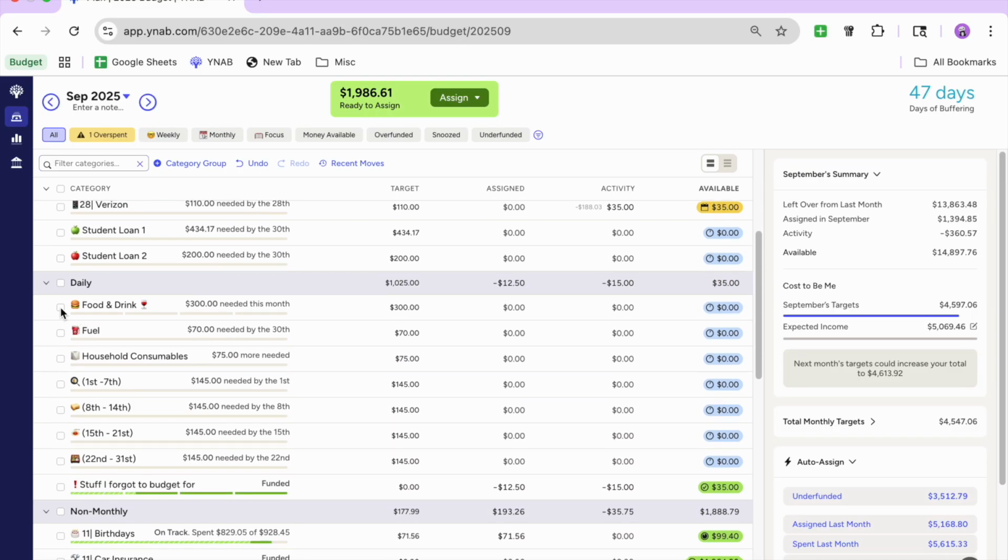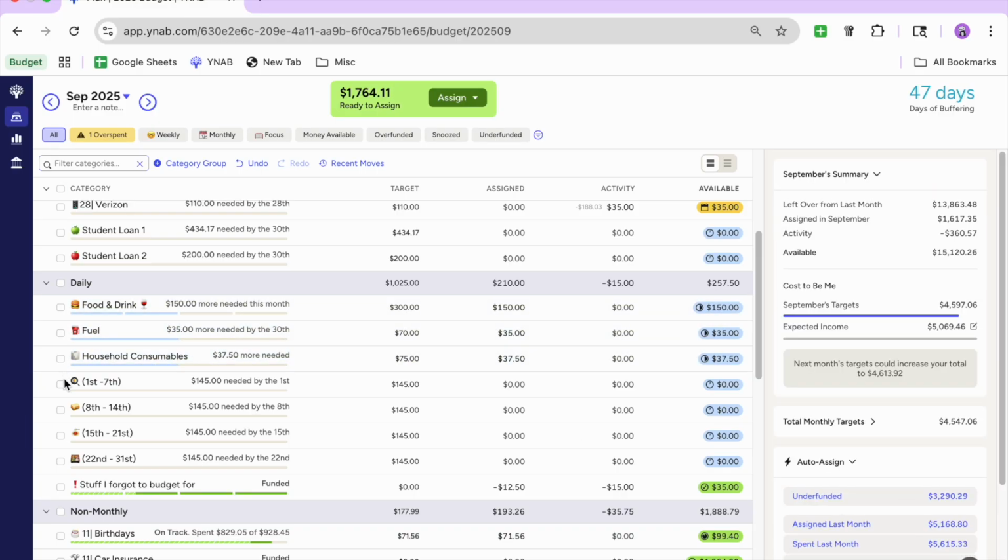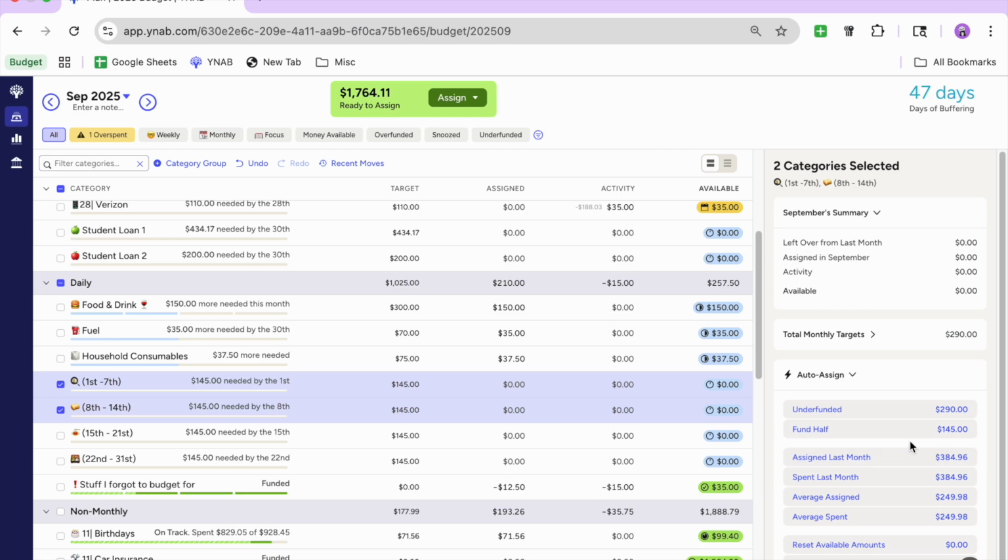So food, fuel, household consumables. I'm going to fund half of all of these. This is just for takeout, gas for my car, and then this is for tissue, toilet paper, all that stuff. And then I'm going to fund our groceries for the first 2 weeks.